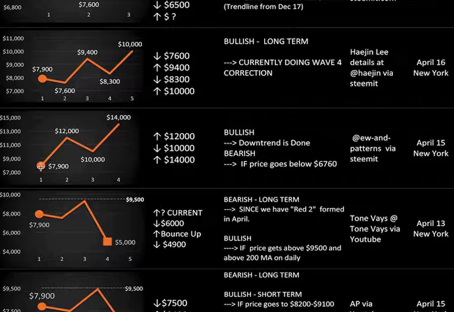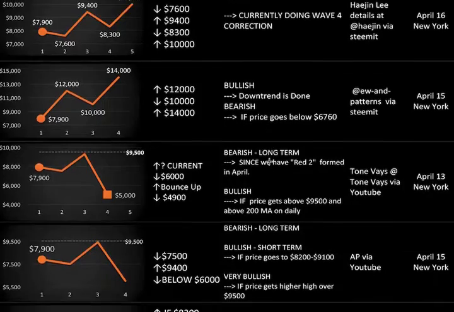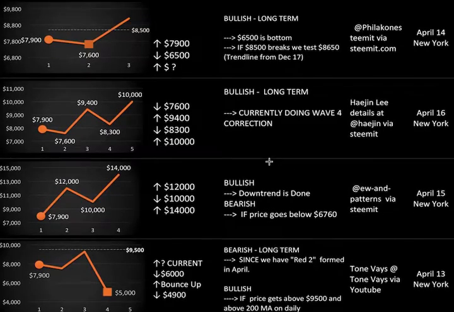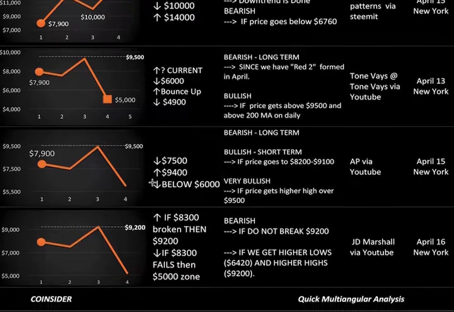He looks at the longer term picture to 12,000. Back down to 10,000 and up to 14,000, so he has a bullish view. Again, he recently switched and mentioned that if price goes below 67.60, then that would invalidate his bullish count. Now we go to the bears. So the first three were the bulls, and now we're going to go to the bears.